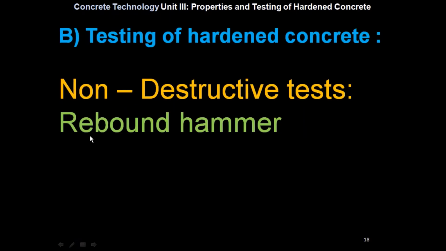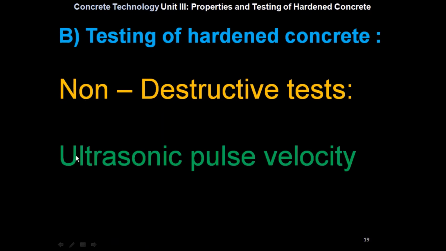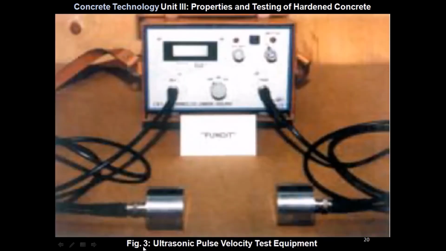So we have seen the rebound hammer, one of the non-destructive tests. Now we will see the ultrasonic pulse velocity, one of the non-destructive tests. Figure 3 shows the ultrasonic pulse velocity test equipment. Here the instrument is seen, the wires are attached and two transducers are there. This is called as PUNDIT.